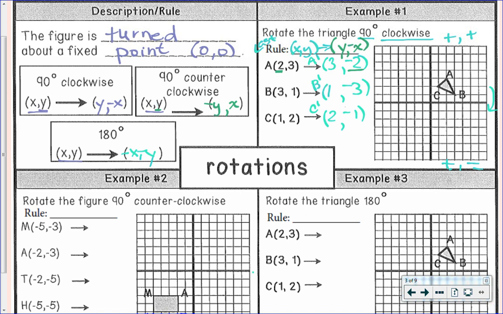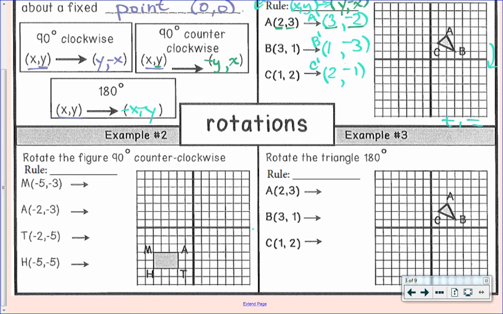Include a negative X. That means it's opposite now. Now look at your Y value. Did anything happen there? No. So our Y value stayed the same. That's it. And now if you want to check, 90 degrees clockwise matches here. Are we good? Okay. With your table, I want you to try example number 2. And then we'll check.